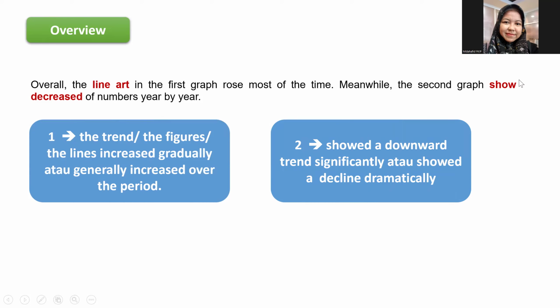Show means menunjukkan, and after you use show, it should be a noun. Menunjukkan apa? Menunjukkan penurunan. So you can say showed a downward trend or showed a decline, sebuah penurunan, dramatically.